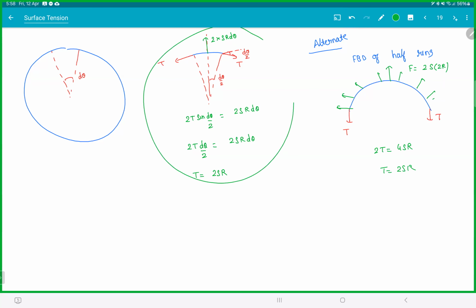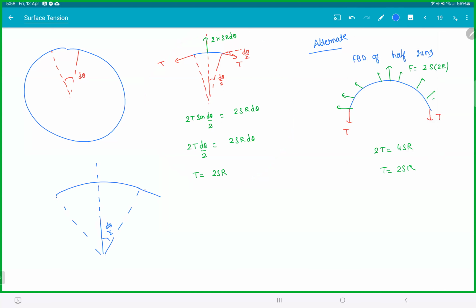I hope everyone remembers this. Should I show it bigger? I just scribbled it. I thought you guys will know that. This is half angle. This also will be d theta by 2. This also will be d theta by 2. So the vertical component of the tension. Do remember this thing. It's quite a common thing. Next thing.